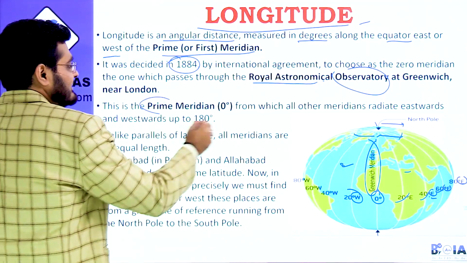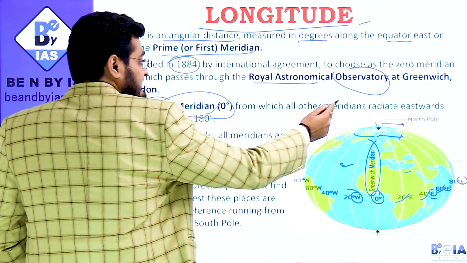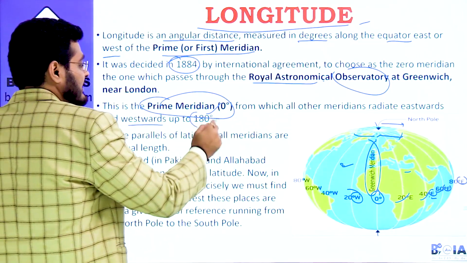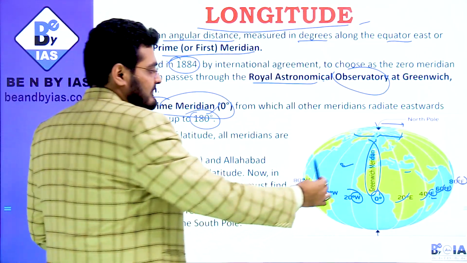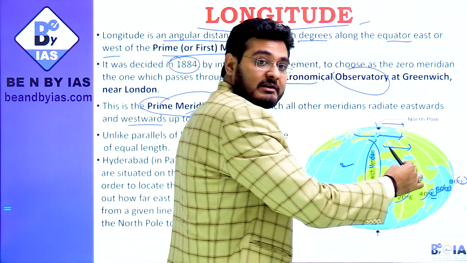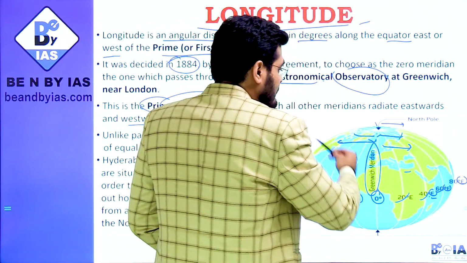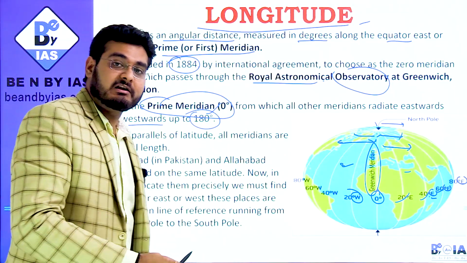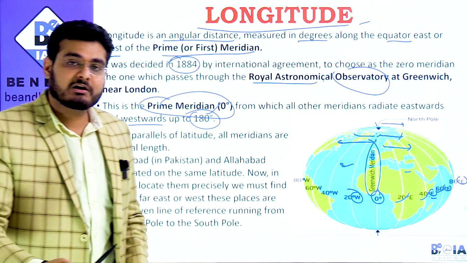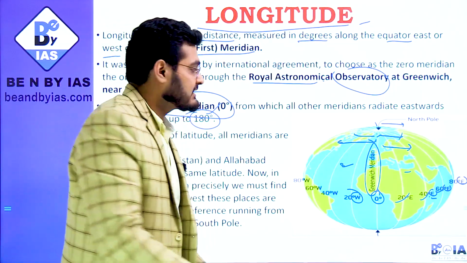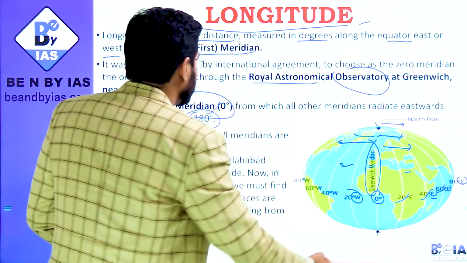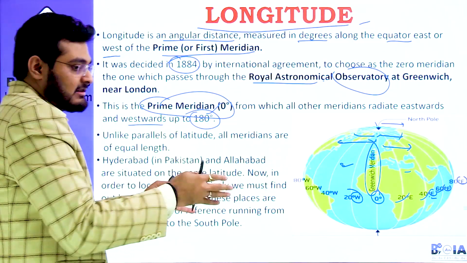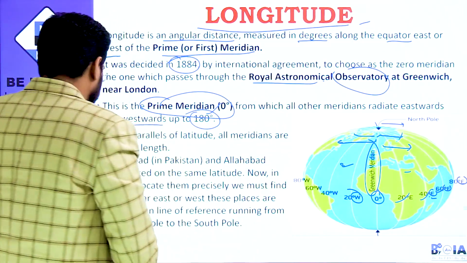So the prime meridian is 0 degree, from which all of the meridians radiate eastward and westward up to 180 degree. Eastward, from here it will start, it will go till 180 degree. Westward it will start and go till 180 degree. So 180 degree east will exist, 180 degree west will exist, but 190 degree east will not exist, 190 degree west will not exist, because east and west is kept till the limit of 180 degrees because of half circulation.